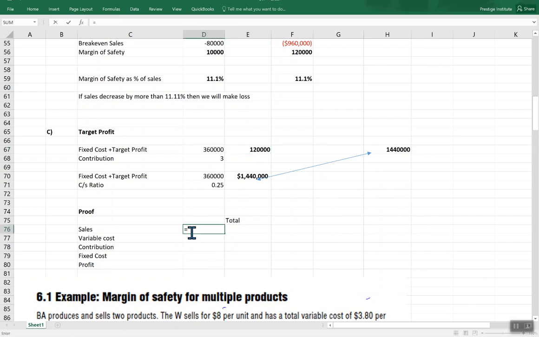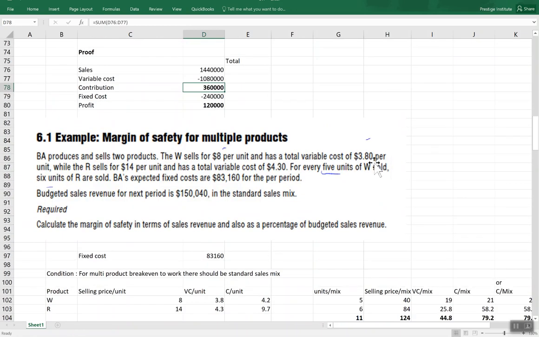Okay, so we have 120,000 units multiplied by 12, 120,000 units multiplied by 9. Let's write this as a minus. 120,000 multiplied by 12. Okay, this is 1.44 million, and 108,000 for variable cost, so it gives us contribution of 360,000. After minusing the fixed cost from it, we have 120,000 profit, which proves it.